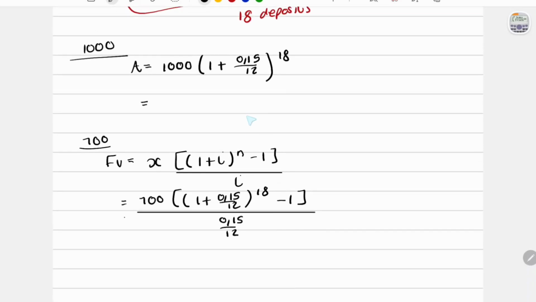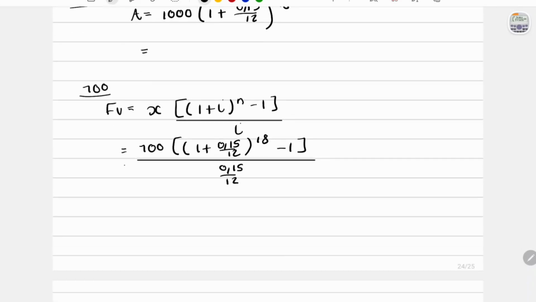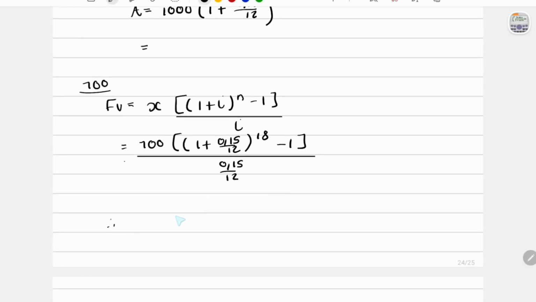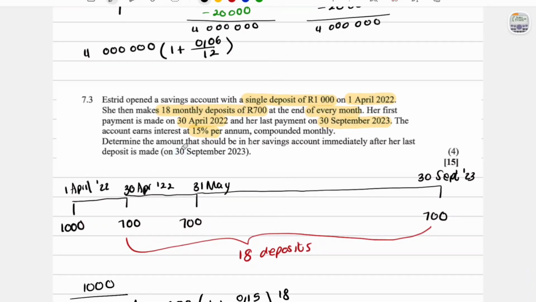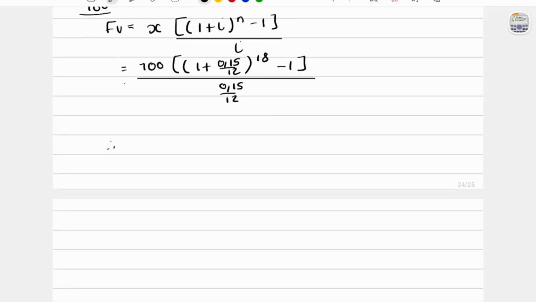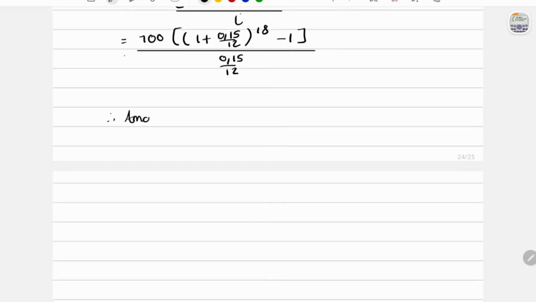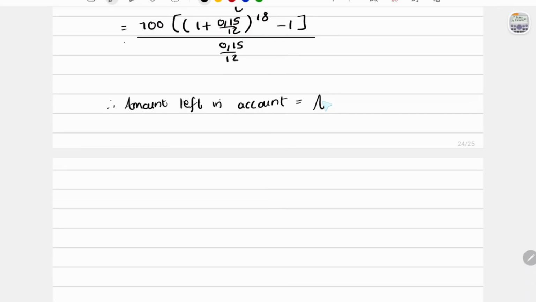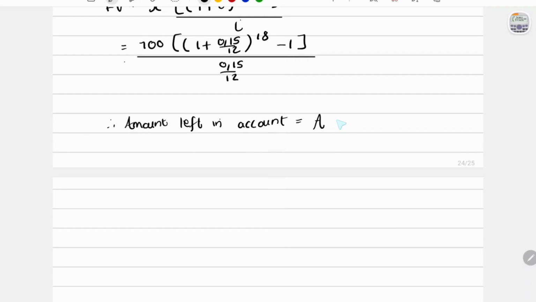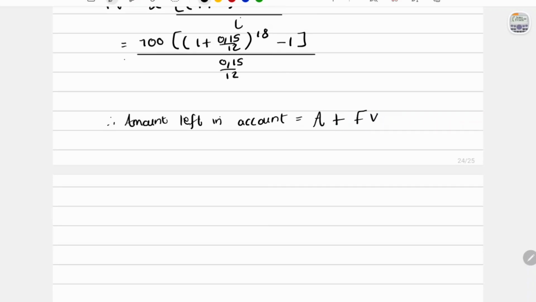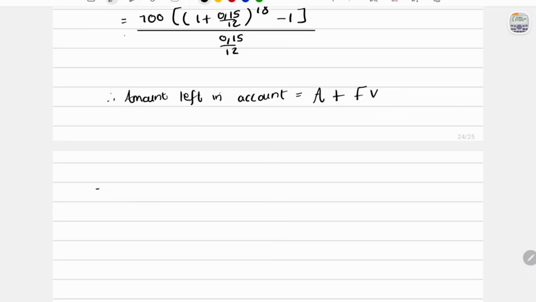Really what happens is that these two amounts get added, so I would just add them together. I'll add the amount that is in her account, because the question at the end just says you need to determine the amount that should be left in her savings account. So I'll just say amount left in account. That would be the accumulated amount of the 1,000 being invested plus the future value. So we can just add those together.